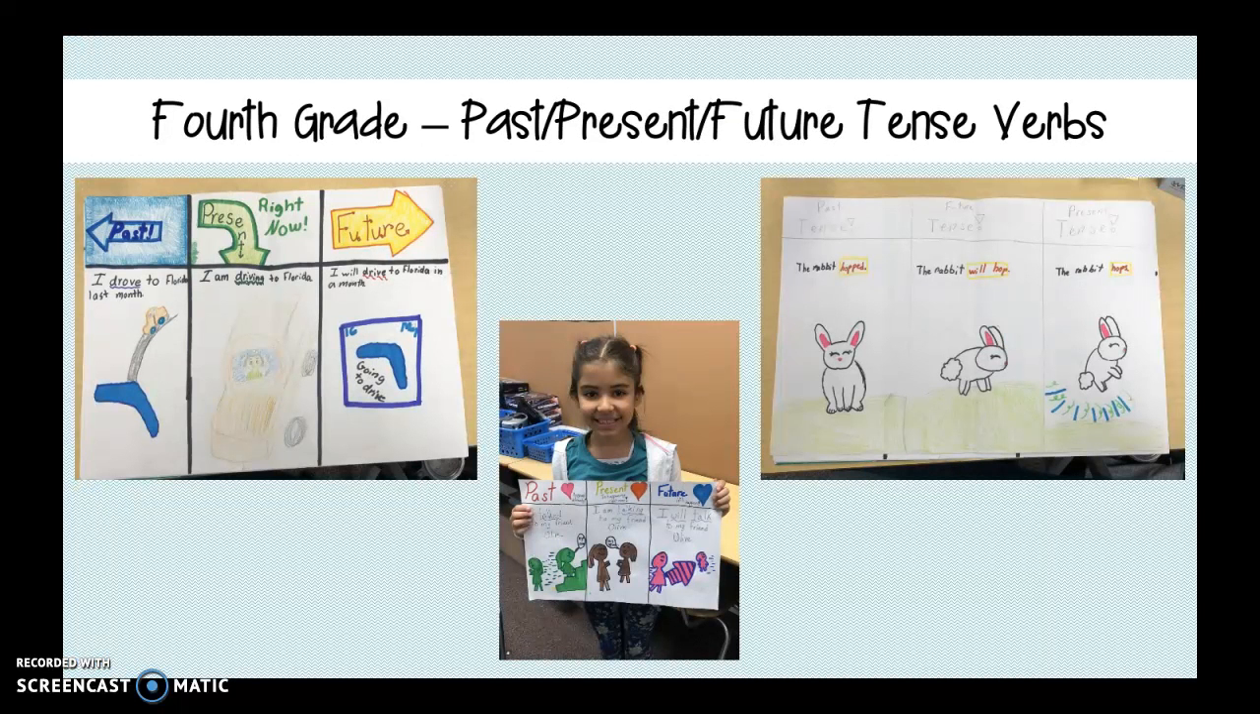This slide shows multiple student work samples of past, present, and future tense verbs. The students were allowed to choose whichever verb that they wanted and present the 3 different verb tenses of that verb through a sentence and a picture.